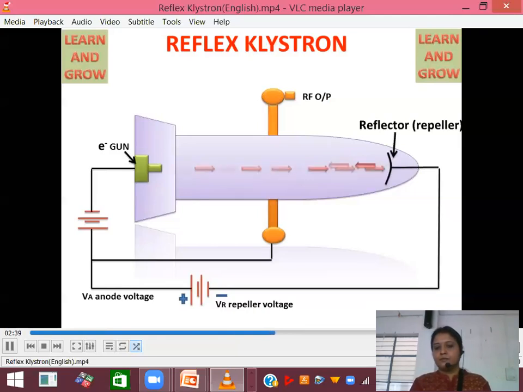The repeller repels all electrons in the backward direction because electrons contain negative charge, and the repeller is also connected with negative charge. Negative charges repel each other, so the electrons repel and move in the backward direction. The anode is connected with positive charge, the battery's positive terminal connected with the cavity. So electrons are attracted toward the cavity, and we can take the RF output from the cavity. This is how the reflex klystron works.